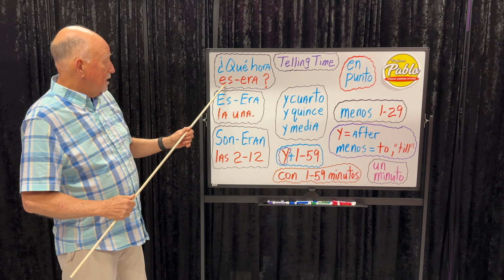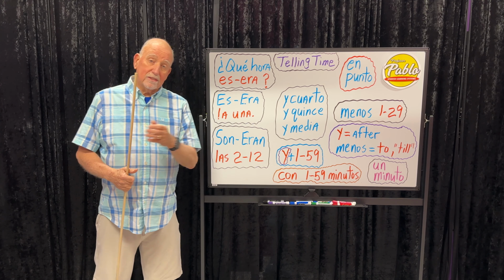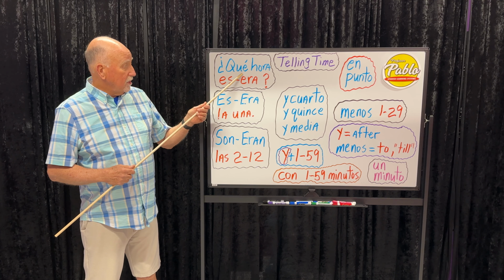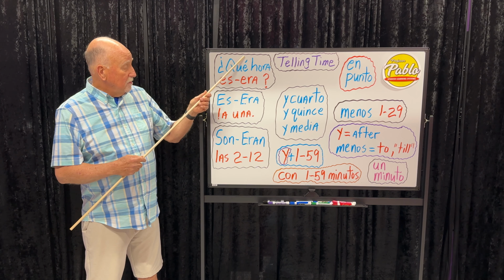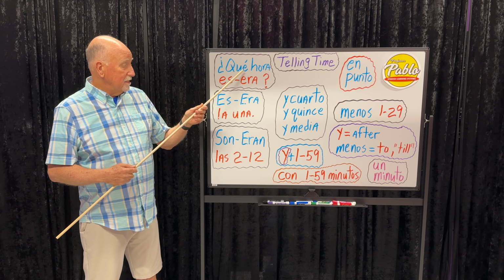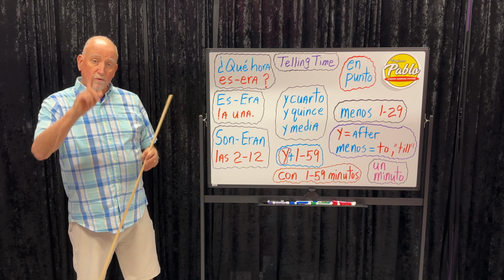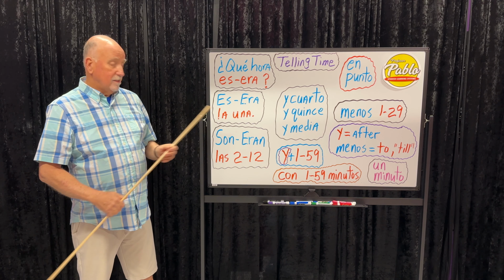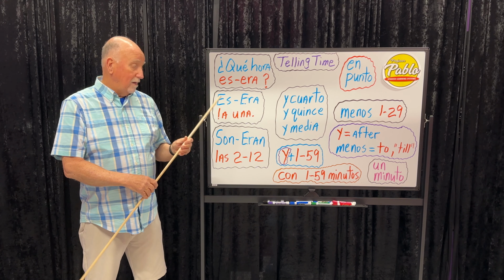¿Qué hora es? What time is it? ¿Qué hora era? What time was it? ¿Qué is an interrogative word. It has an accent mark because it's asking a question. To say it's 1 o'clock, es la una. To say it was 1 o'clock, era la una.